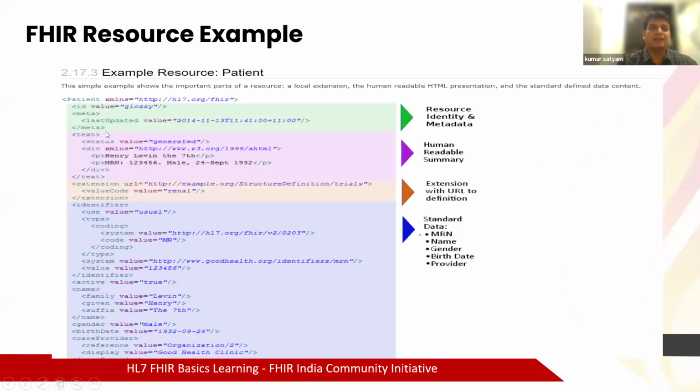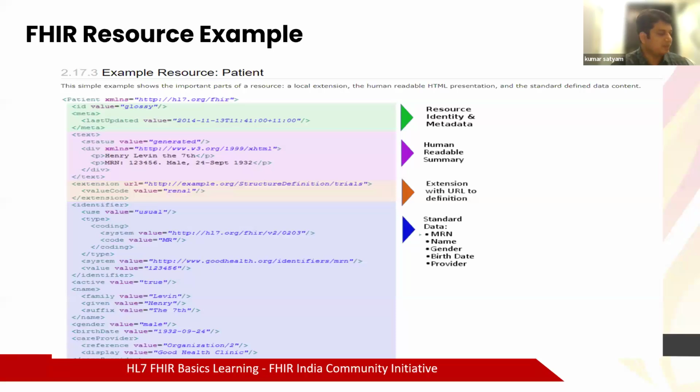Now, resource example. Typically, if you see any FHIR resource, it will have these four sections. The first section is about the resource identity and the metadata. It says, what is the ID of the resource? What is the metadata of this resource? When was this last updated? What is the security of this resource? What is the language of this resource? All those things are conveyed in the resource metadata.